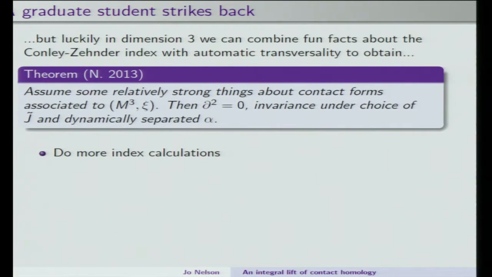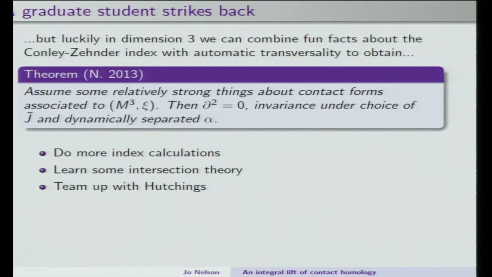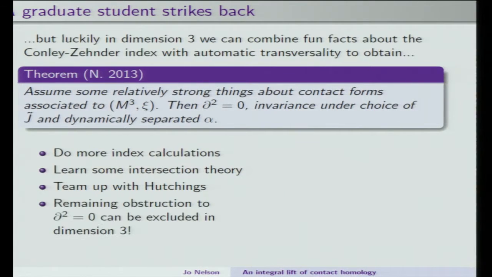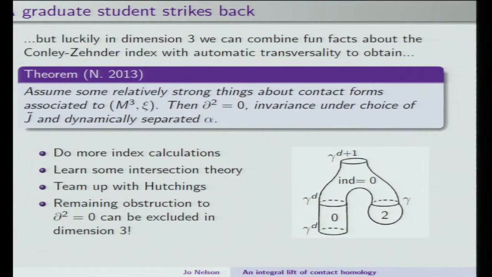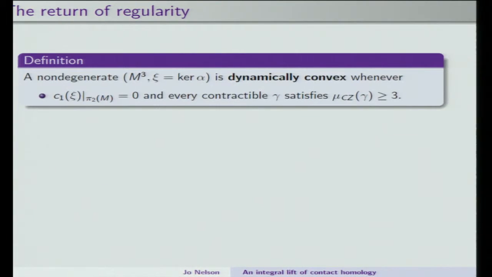You don't want to be stuck in 2013, so you do some more index calculations, you learn some intersection theory, you team up with another mathematician, and then you prove that the remaining obstruction to d squared being 0 can be excluded in dimension 3. So it turns out that this is the sole remaining compactness index issue. It turns out that our theorem is going to work for dynamically convex contact forms, and this basically just means that we assume something about the first Chern class, so it makes sense to say that every contractible Reeb orbit should satisfy Conley-Zehnder index being greater than or equal to 3.